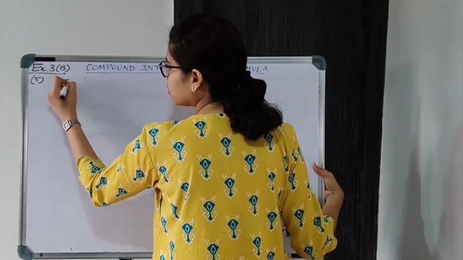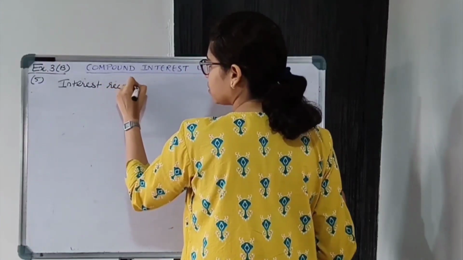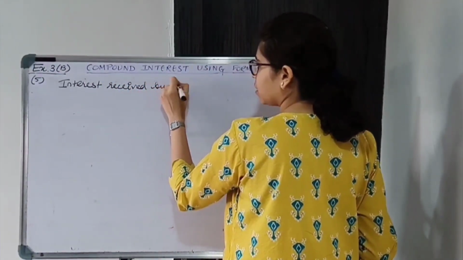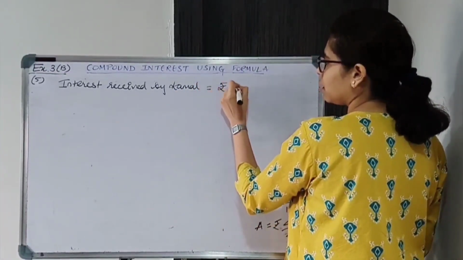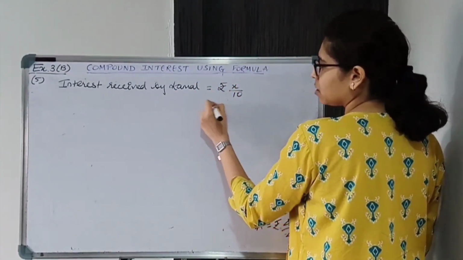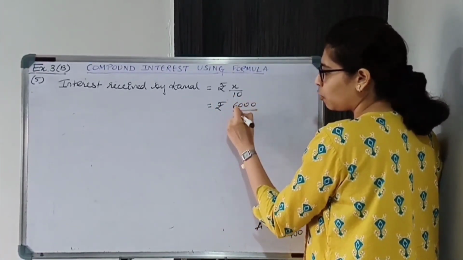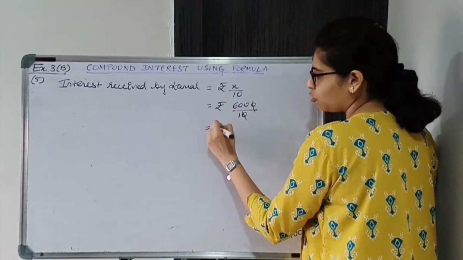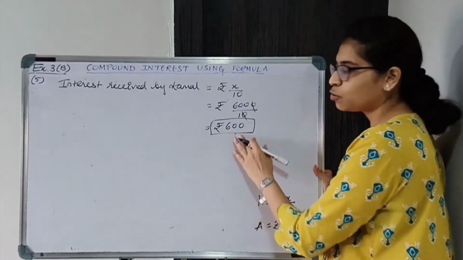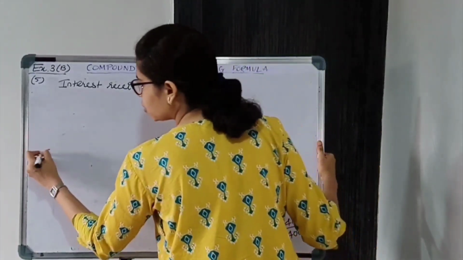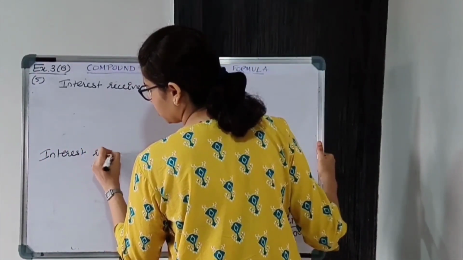So interest received by Kamal is rupees x upon 10. So that is nothing but x is 6,000 upon 10. So we get rupees 600. So interest received by Kamal is rupees 600. Now let us calculate the interest received by Anand.